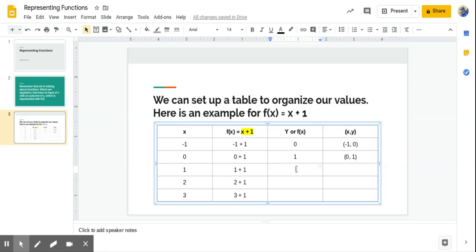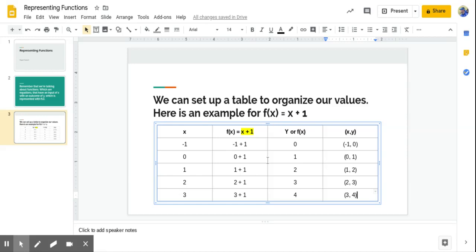In the third row, we input an x value of 1. 1 plus 1 is 2. So our ordered pair is the input of 1 and the y value of 2. In the fourth column, we have an answer of 3. So we would have an x value of 2, y value of 3. And then we would have 3 and 4.